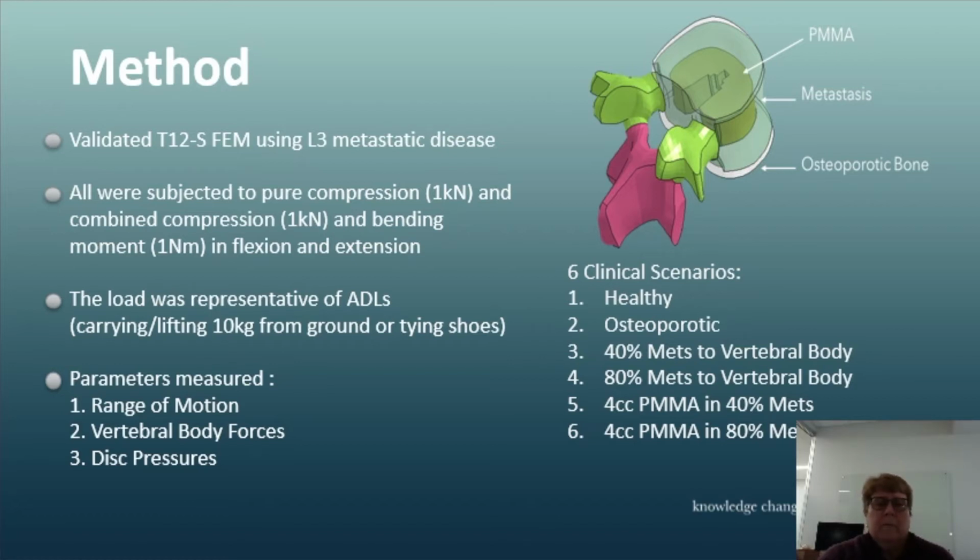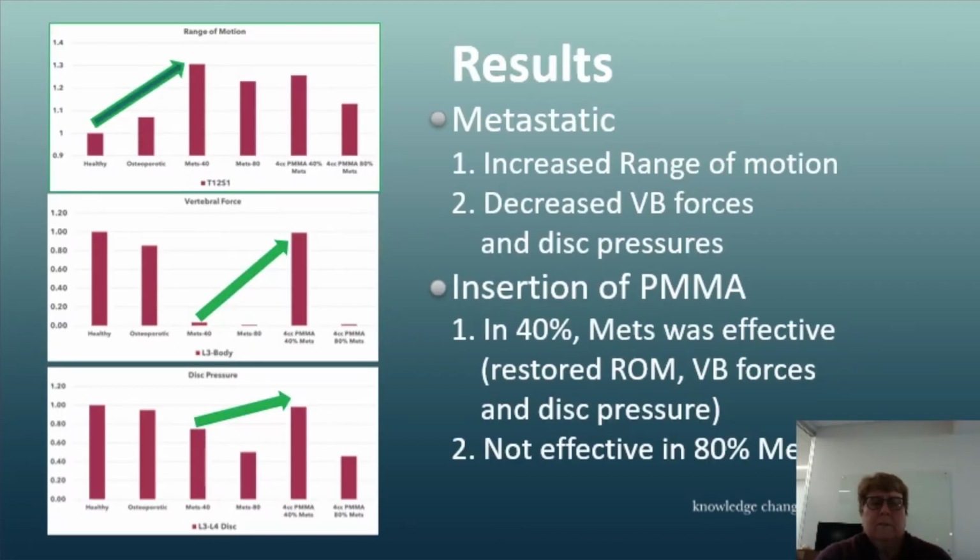We had pure compression and combined compression and bending moments. This was representative of carrying and lifting 10 kilograms from ground or tying shoes. The parameters measured were range of motion, vertebral body forces, and discal pressures. As you can tell from our graphs, increasing metastasis resulted in an increased range of motion up to the 40% mark.